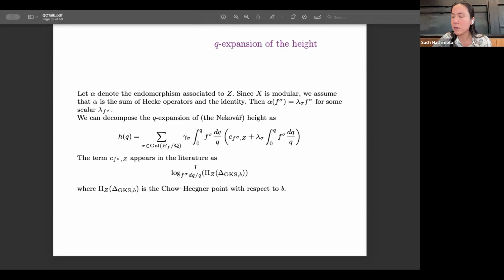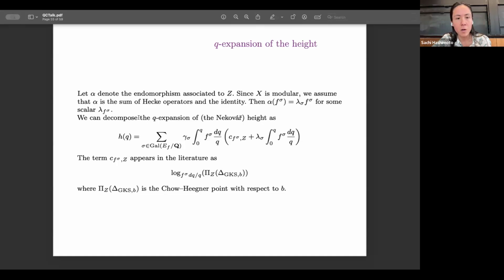So one remark I wanted to make about this is that it allows you to write down a Q expansion of the height on your modular curve. If I write alpha as the endomorphism associated to my correspondence, since I'm on a modular curve, we can assume that alpha is, say, a sum of Hecke operators and the identity for simplicity. So alpha is taking an eigenform and scaling it by some number, say some Fourier coefficient or something like that.